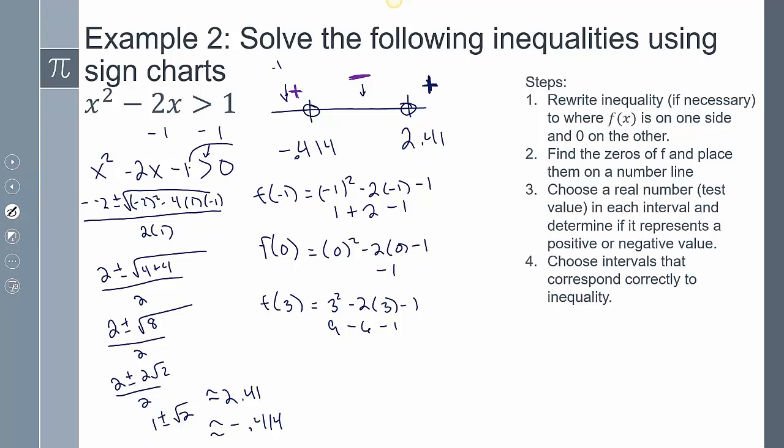Well, this statement here says greater than 0. Numbers that are greater than 0 are positive numbers. So my solution is going to be the positive regions. So that's here, and that's there.